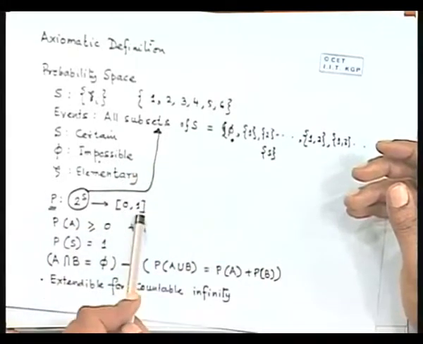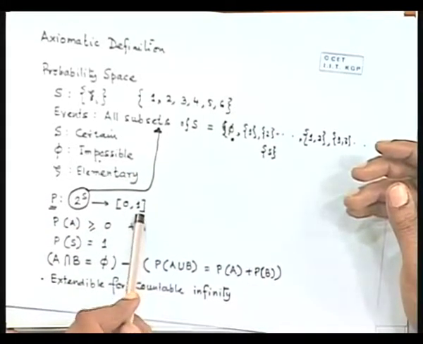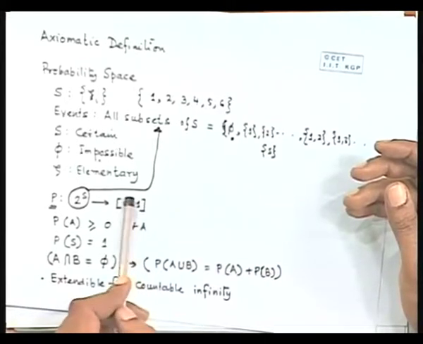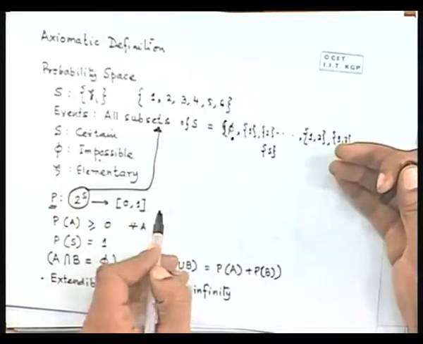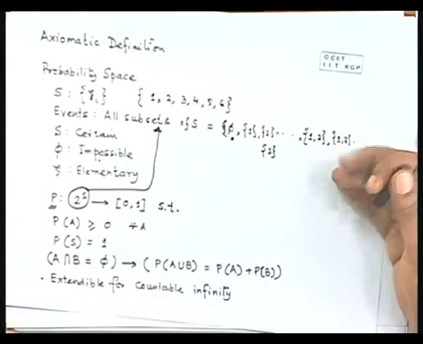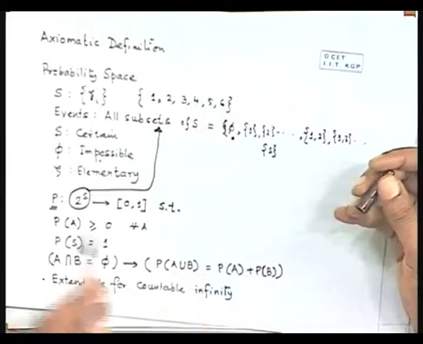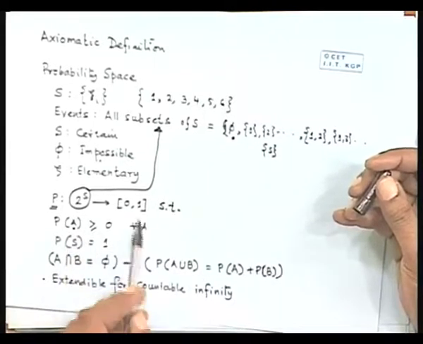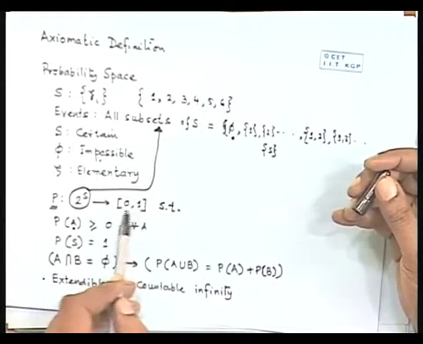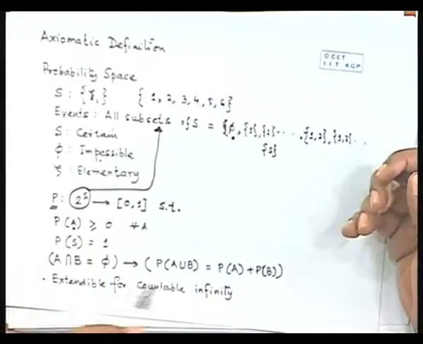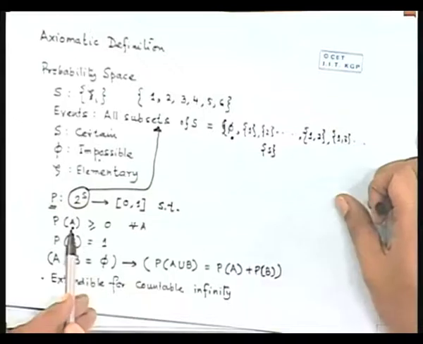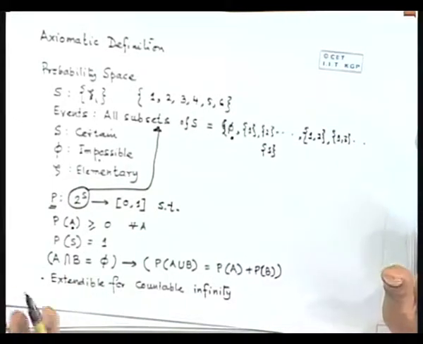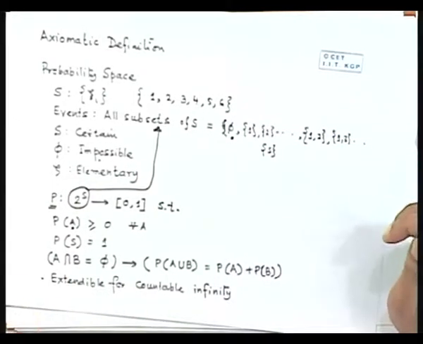It is the closed interval 0 and 1. So it has to be assigned a value between 0 and 1, such that you cannot assign it in any way you like. For all events A, this assignment must be greater than or equal to 0, because it is assigned between 0 and 1. So it is trivially satisfied if you consider it as a mapping between 0 and 1. So the probability of an event cannot be negative. It must be greater than or equal to 0.